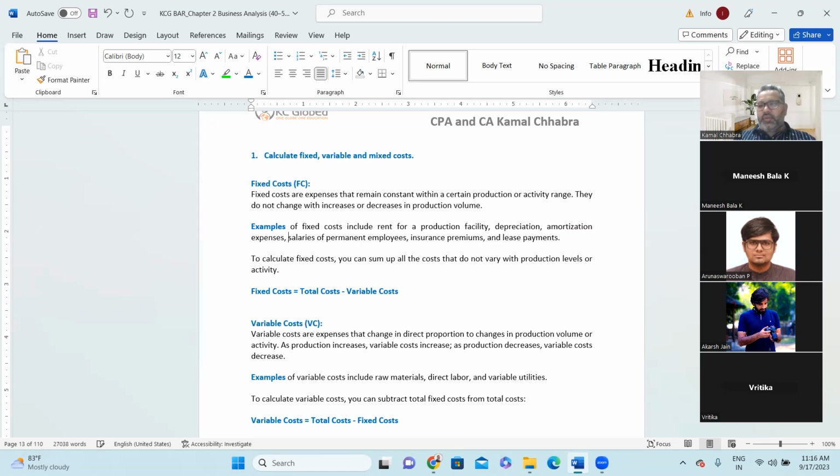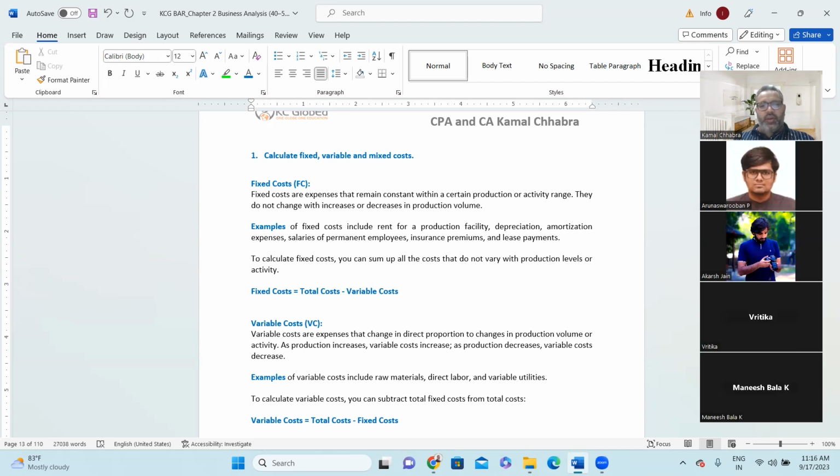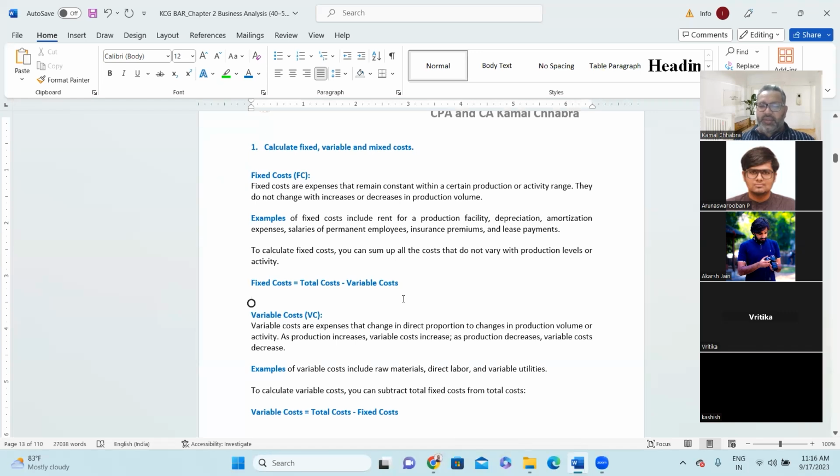Right, everyone? Arun, Vartika, Manish, so far so good? Yes, sir. So in simple words, when you have total costing or when you have a breakup of variable costing, if you reduce variable costing from total cost, it will give you the fixed cost, right? Next is variable costing. What is variable costing? Any idea?